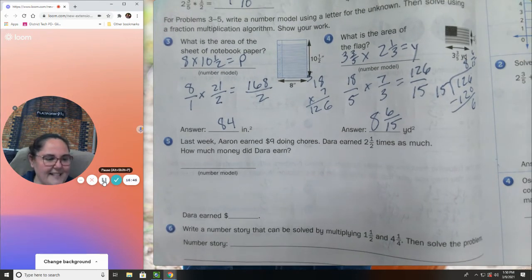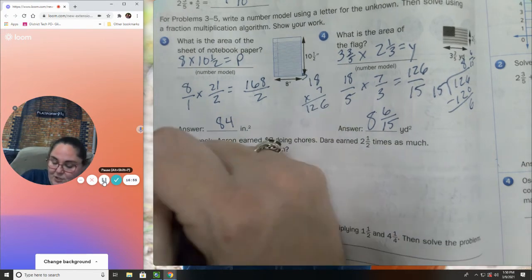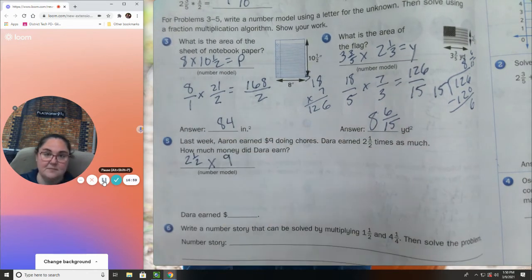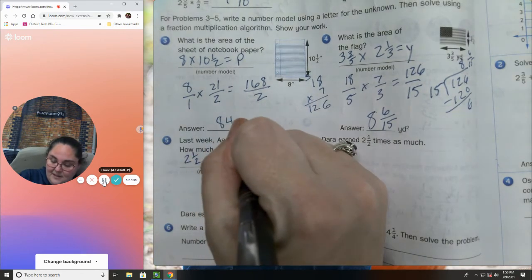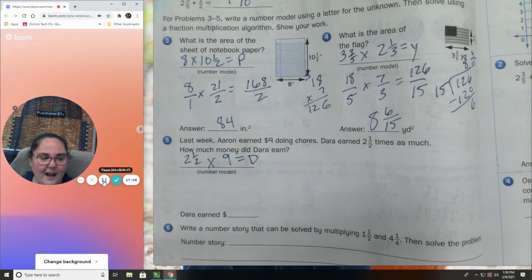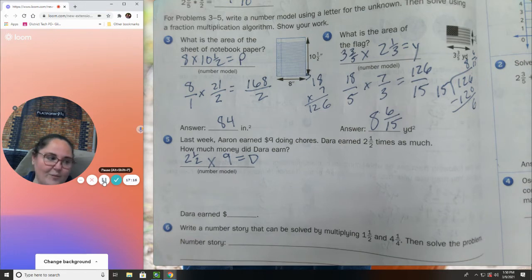Number 5, last week Erin earned $9 doing chores. Dara earned 2.5 times as much. How much money did she earn? So 2.5 times 9 equals D for Darla, maybe? I want you to do the same thing. Show your work. Do all steps possible. Do the math that goes along with it and write your final answer. Take your time. Let's go.